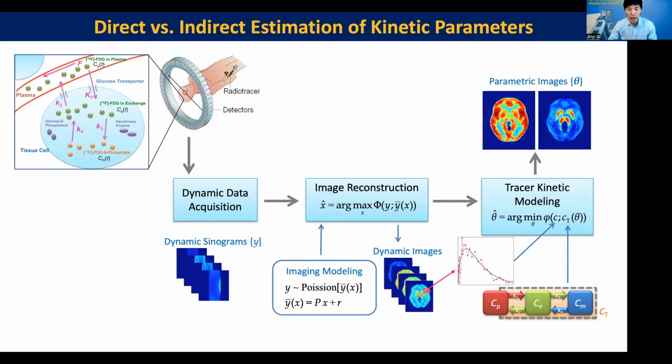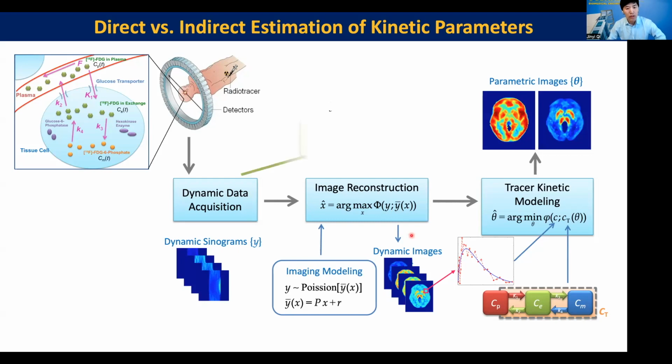And then for every voxel, we can generate a time activity curve, which we then fit to a mathematical model of the tracer metabolism. So then we can estimate those rate constants, for example K1, K2, K3, K4, and then generate these parametric images. Essentially, it's a parameter value at every voxel. This is the traditional way of doing dynamic imaging to provide estimation of the parametric images. We call this indirect estimation because it consists of two separate steps: one is the image reconstruction, the second one is the curve fitting.